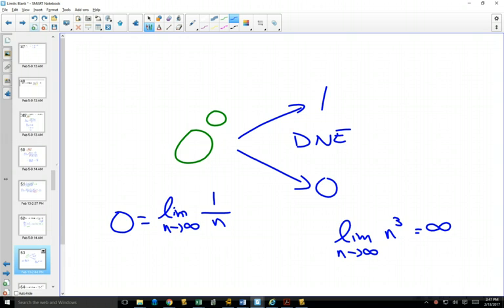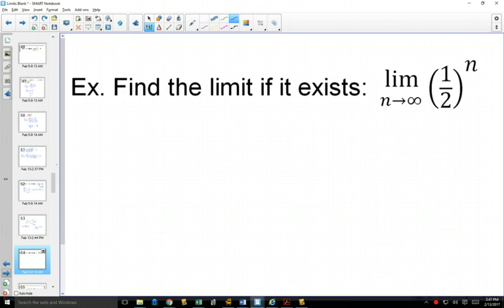Okay. Find the limit if it exists. So you start with a big number. What's 1/2 to a big number? A small number. Does this make sense that this is going to get smaller and smaller and smaller?